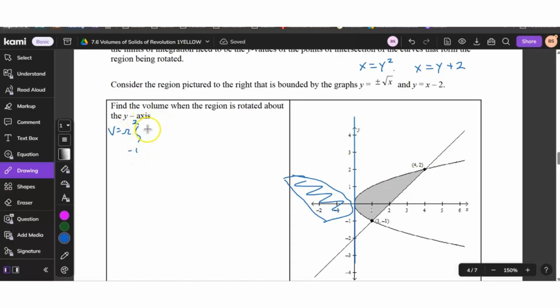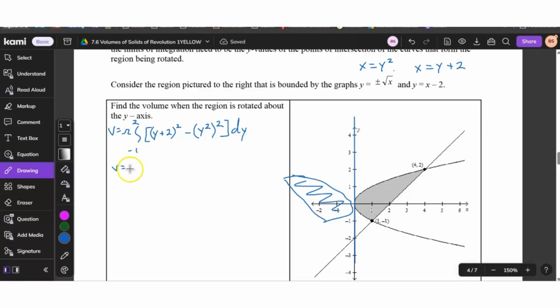Okay, so which function is further away from the y-axis? Well, the y plus 2, exactly. So I'm going to do y plus 2, technically minus 0, squared, minus the closer function, which is that y squared, technically minus 0, but I'm not going to bother writing minus 0 squared, dy. We okay with that? Yeah?